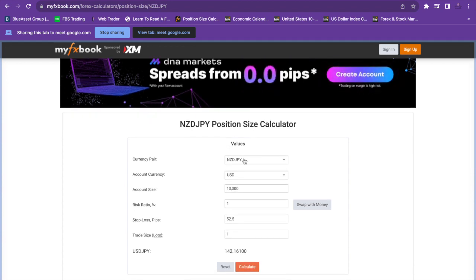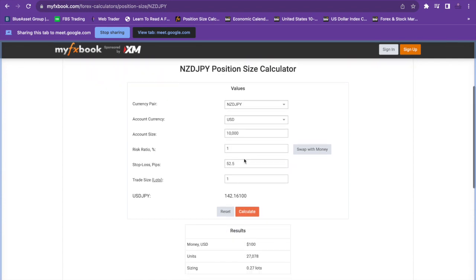Because not every currency pair has the same power. Meaning, if you trade Euro USD and you trade NZD like this, you will see that the lot size that you use differs. So just look at this. This one I was working out today when I traded.